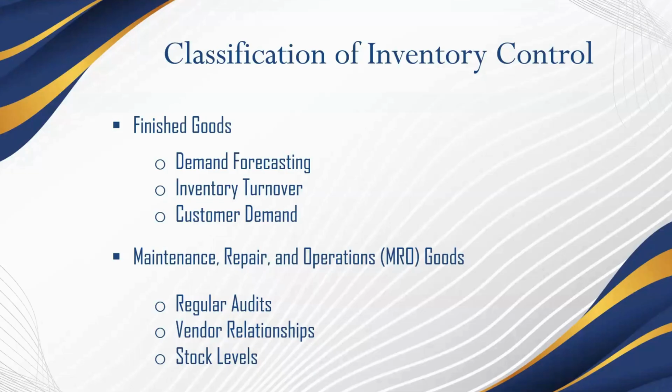It includes regular audits, vendor relationships, and stocks, and making sure regular operators are available and in good condition. The vendor relationship means establishing a strong relationship with the MRO supplier. For that, the relationship, stock level, the output.